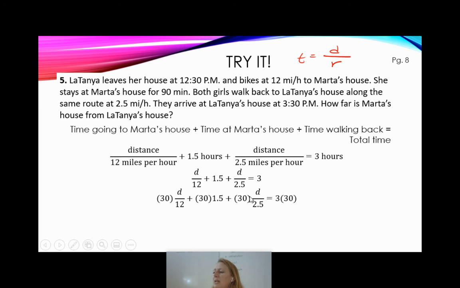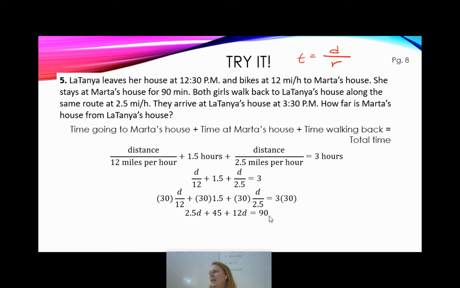So I multiplied everything by 30. You may have multiplied by a different number. That's okay. It can still work. I multiplied everything by 30. So 30 times D is 30D. But if I divide that by 12, I got 2.5D. 30 times 1.5, again, my trusty calculator, I got 45. And 30 times D divided by 2.5, I got 12D. And of course, 3 times 30 is 90. I didn't need a calculator for that one.